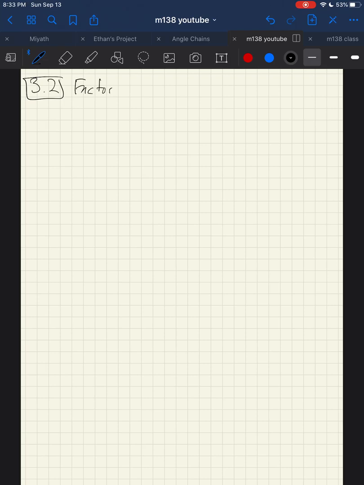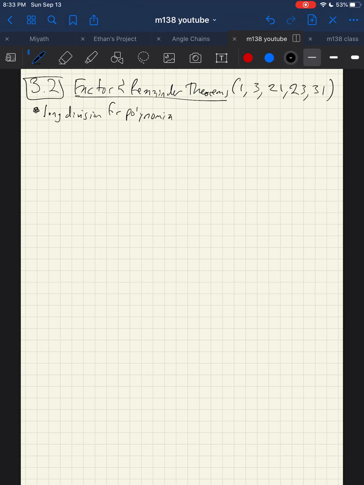So right now I want to talk about section 3.2, which is about the factor and remainder theorems. So suggested exercises are 1, 3, 21, 23, and 31. Now the big thing, which you've already seen, is going to be long division for polynomials. And then we're also going to see the factor and remainder theorems.